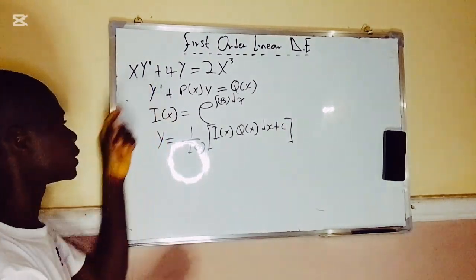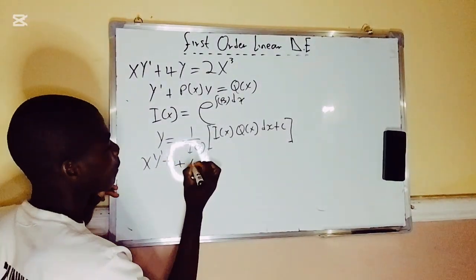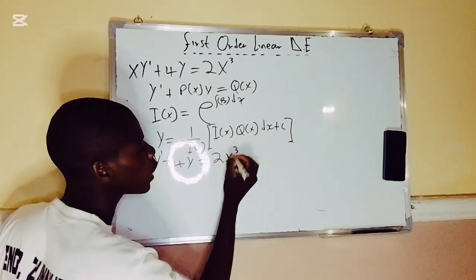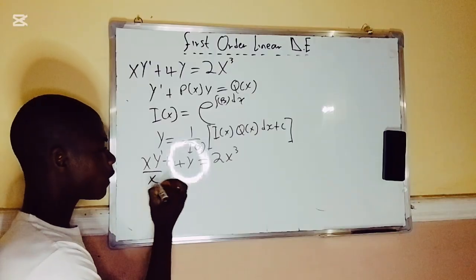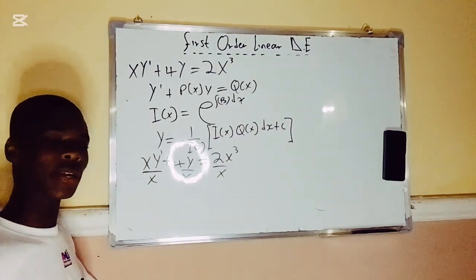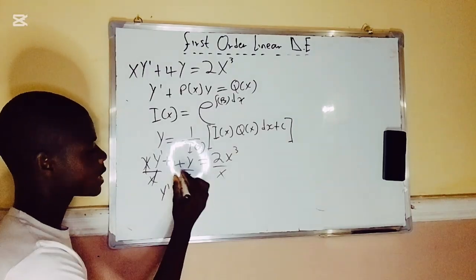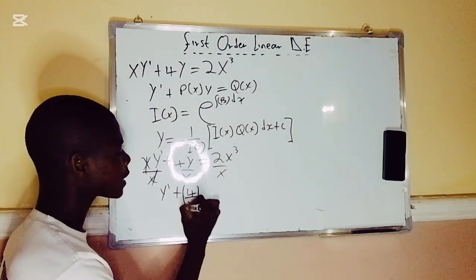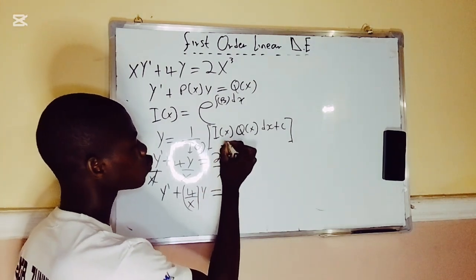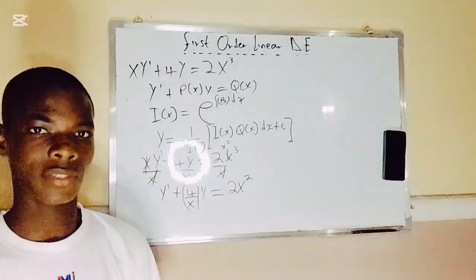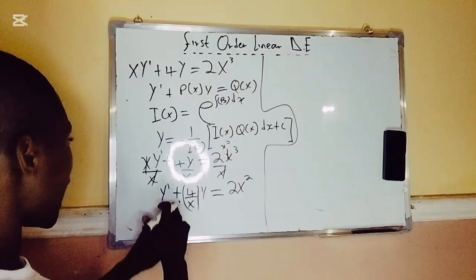So from the question, x y prime plus 4y equals 2x cubed. I am looking only for the value of y. So if I divide both sides by x, x will cancel x. So y prime plus 4 over x times y equals 2x squared.